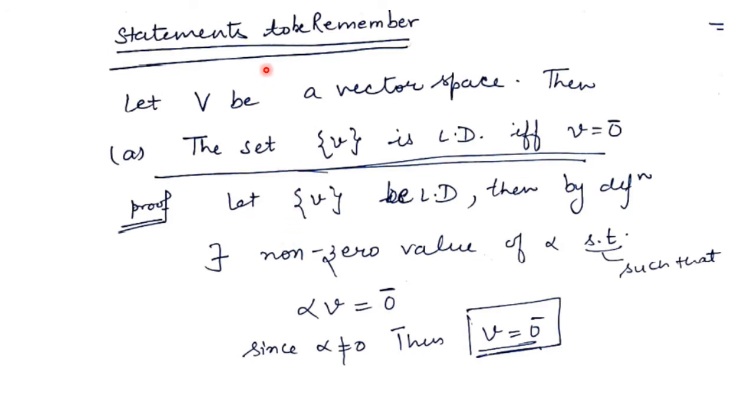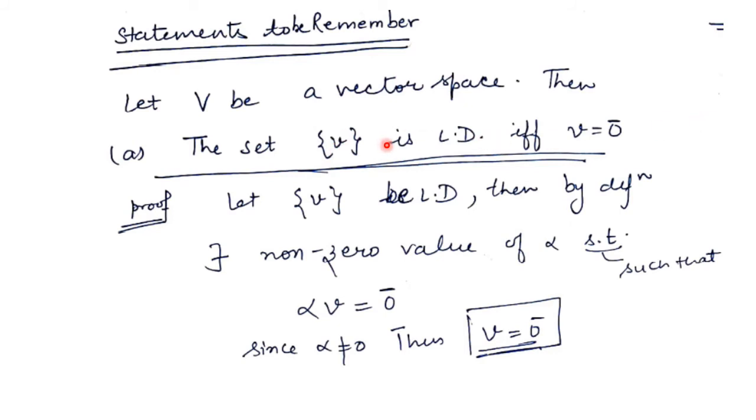Now, some statements which are to be remembered. The first one: let's suppose V is any vector space, then any singleton set {V} will be linearly dependent if and only if this V is 0. So now just see, by definition, {V} being linearly dependent means there exists non-zero alpha such that alpha V is 0. Now since alpha is non-zero, you can divide by alpha, so you get V is 0. This is what we have to prove. So whenever this singleton set is LD, it means that the singleton is nothing but the 0 element.